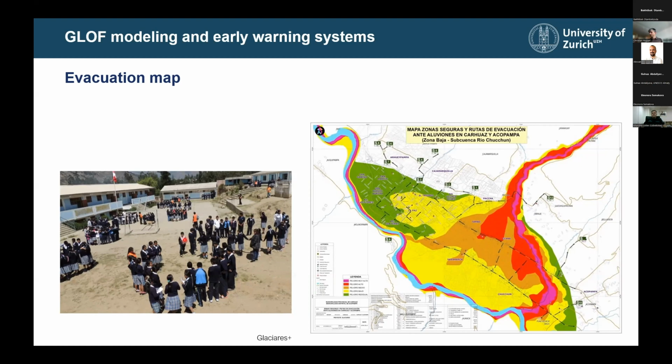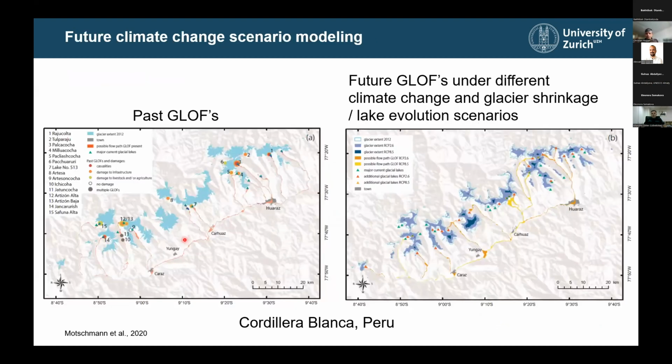With modeling, we can also look into the future. And not just a little bit ahead, but also in 10 years, 20 years, 50 years, etc. if we want to model, for instance, the effect of glacier retreat on lake development and future GLOF hazards. This is an example in Peru. This is not RAMMS. This is a GIS-based model. That's somewhat simpler.